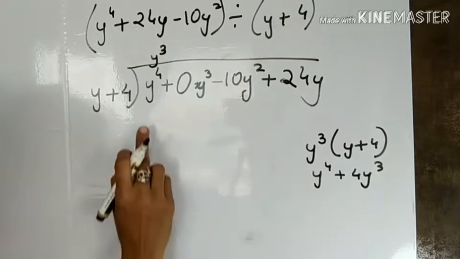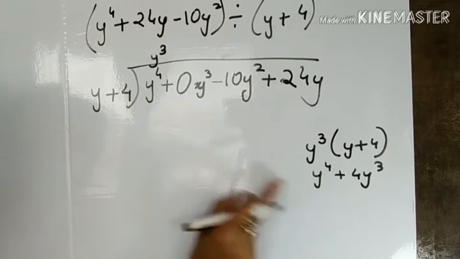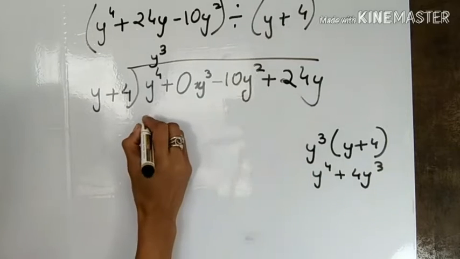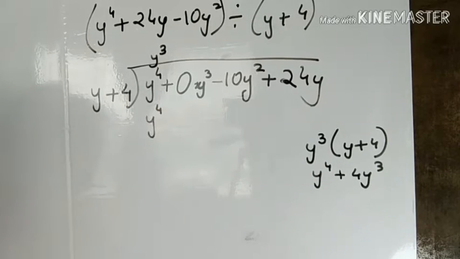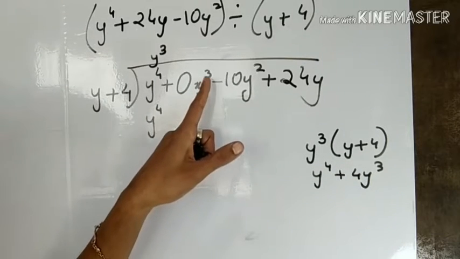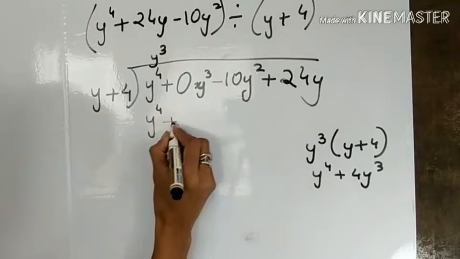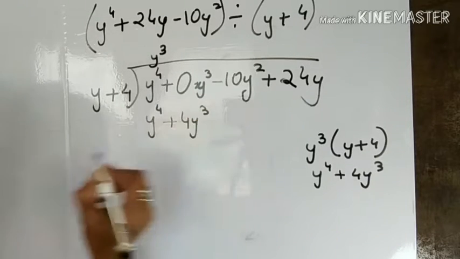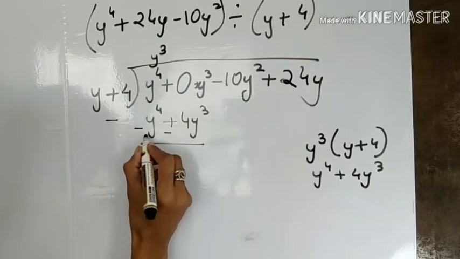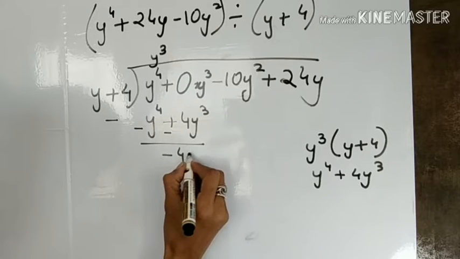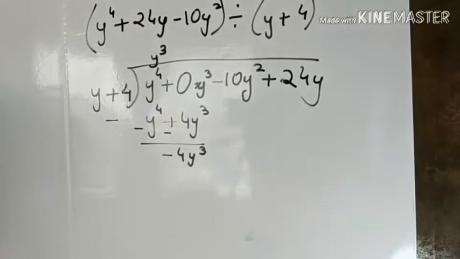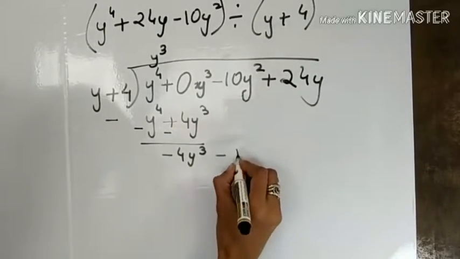You need to be careful of writing each term just below the appropriate power that you have. So this is y raised to 4, so I'll be writing y raised to 4 below this. And next I have plus 4y cube. I have this as my term with cube, so I'm going to write plus 4y cube below this. Subtract. In subtractions, the signs change. So this becomes 0, and this is going to give me minus 4y cube. The next term that I have is minus 10y square. I get that below.